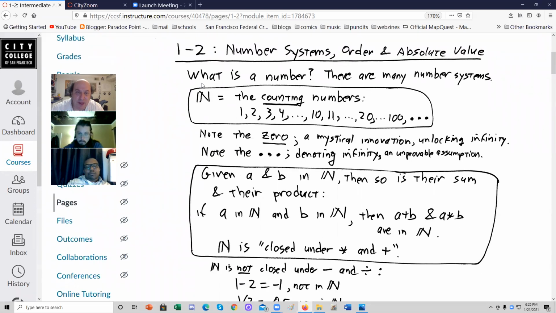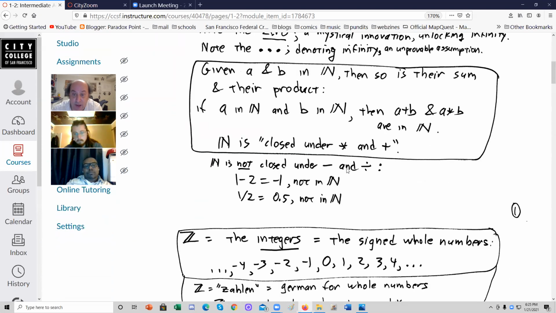Anyhow, the thing about N, the counting numbers, is that given two numbers in it, their sum is in it and their product is in it. If a and b are in N, so are a plus b and a times b. We say that N is closed under times and plus. You can't get outside of it by adding and multiplying. So basically, N is great for problems which involve adding and multiplying, but it's not closed under minus and divide. 1 minus 2 is -1, which is not in the counting numbers. 1 over 2 is 0.5, again, not in the counting numbers.